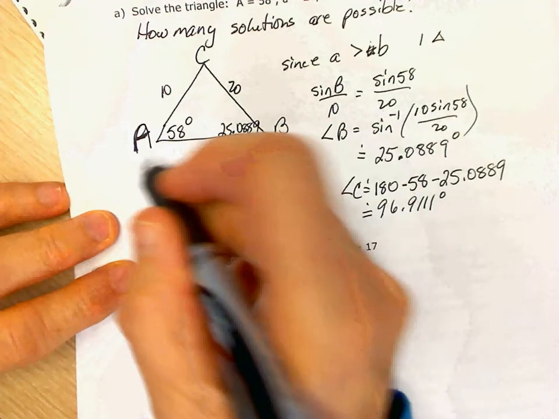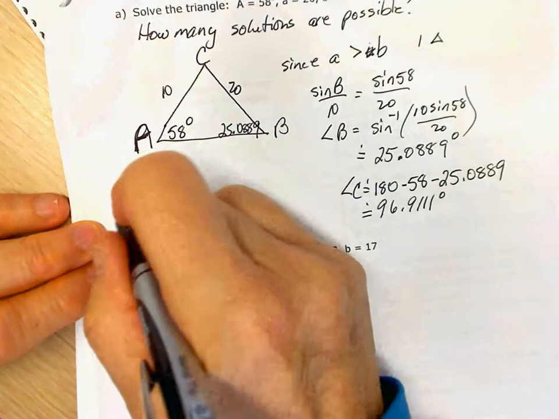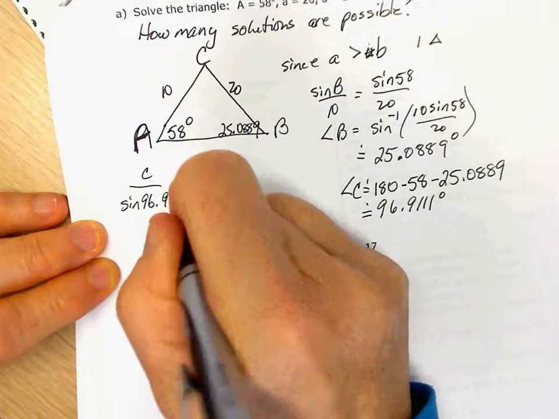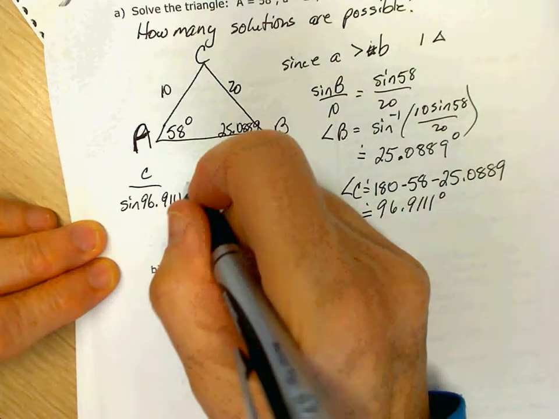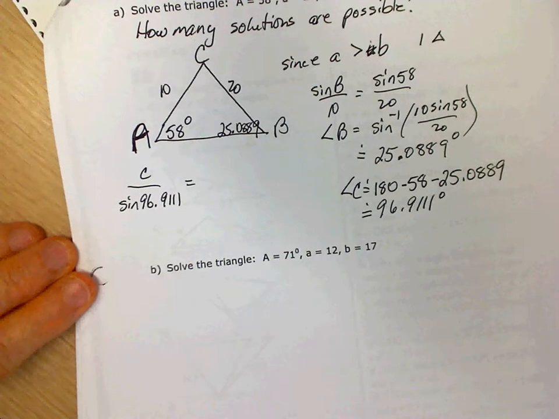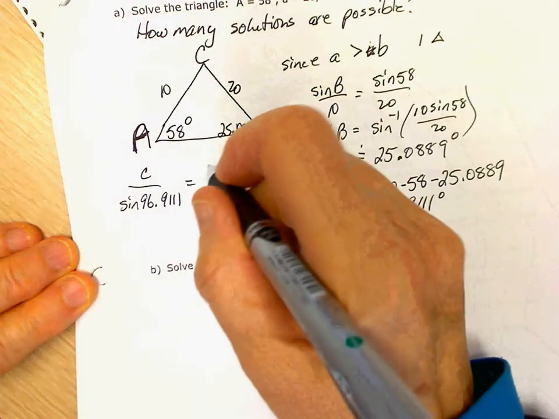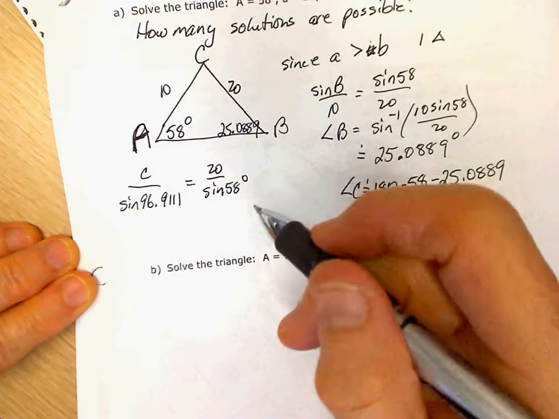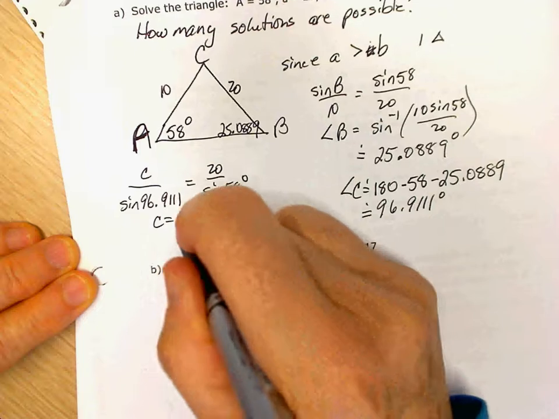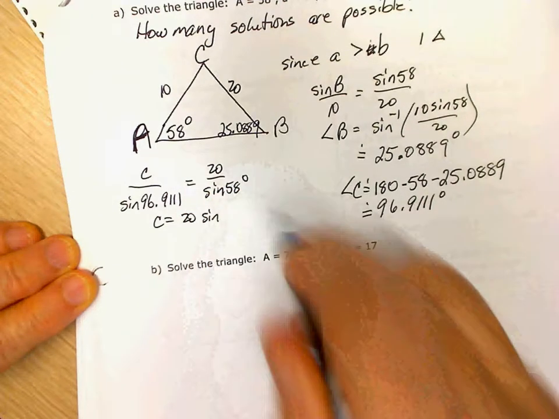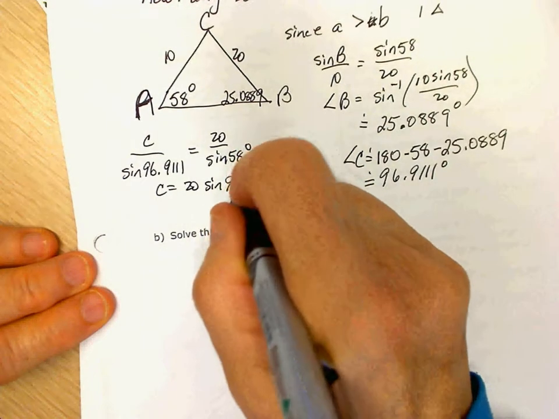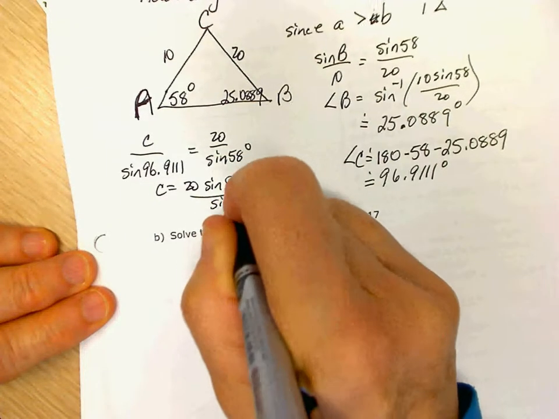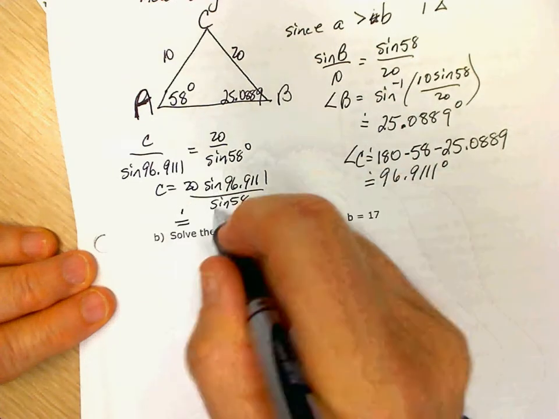So C over sine of 96.9111 is equal to 20 over sine 58. Solve for C. C equals 20 sine 96.9111 over sine of 58, and that's approximately 23.4.